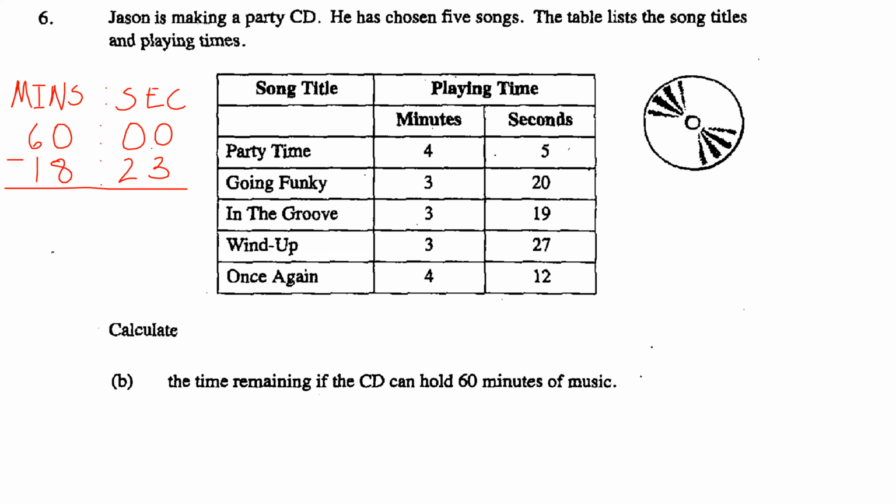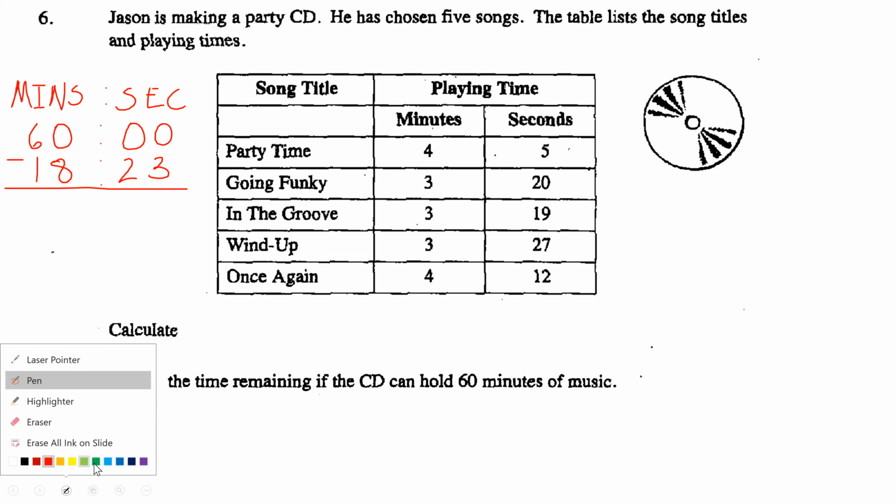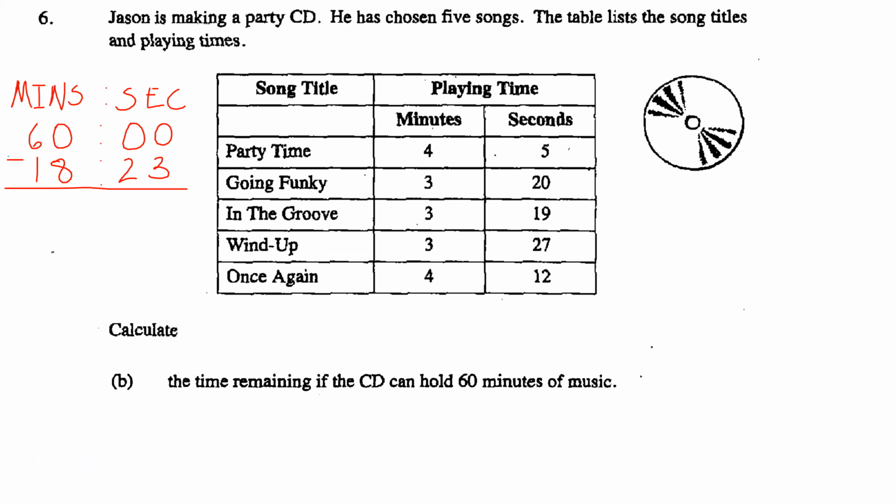So let us subtract. Can we subtract 23 from 0? Well, we cannot take away 23 from 0. So we must borrow. Let's go here and regroup. The idea here is that we have to borrow from the minutes. 60 minus 1 is going to be what? 59. So this is 59.